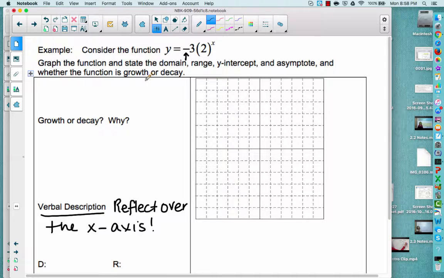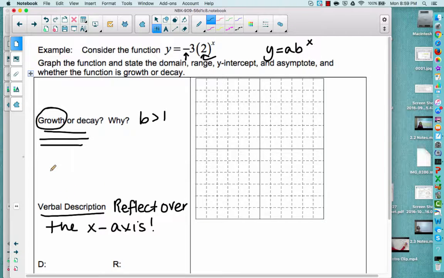All right, so we go through the same process. We determine if it's growth or decay. And just because there's a negative in front doesn't change any of that. That 2 is that b term in the form y equals ab to the x. That b is greater than 1, so it's going to be exponential growth. Why? Because b is greater than 1. Again, that negative in front is going to reflect it over the x-axis.